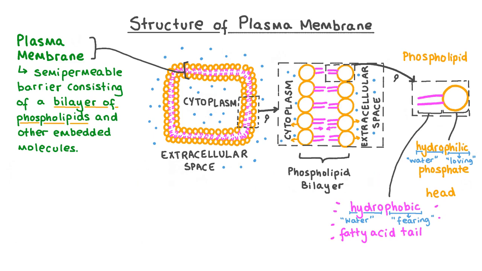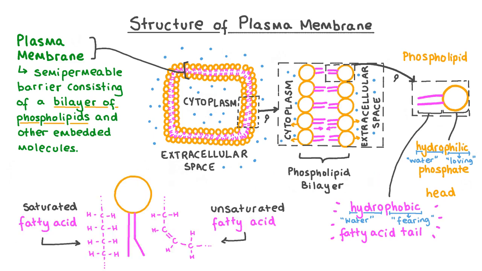These fatty acid tails can have slightly different structures. Here's a diagram that shows a phospholipid with one saturated fatty acid and one unsaturated fatty acid in its tail. You might have noticed that saturated and unsaturated fatty acids differ in their structure slightly. Saturated fatty acids contain single bonds between all the carbon atoms. This forms a straight chain that is completely saturated with hydrogen atoms. Unsaturated fatty acids contain at least one double bond between the carbon atoms.